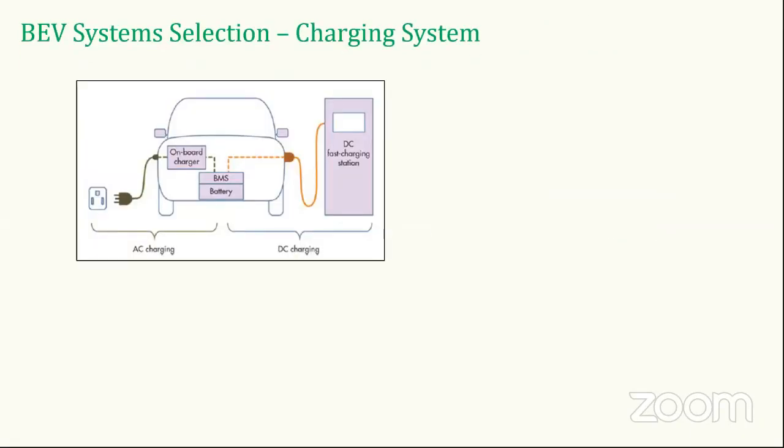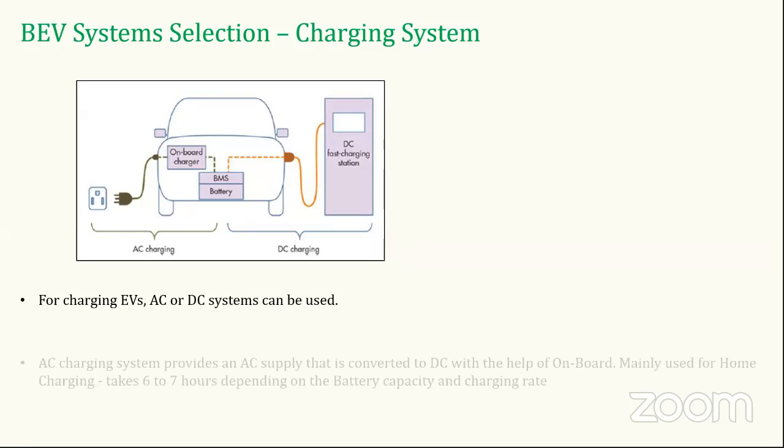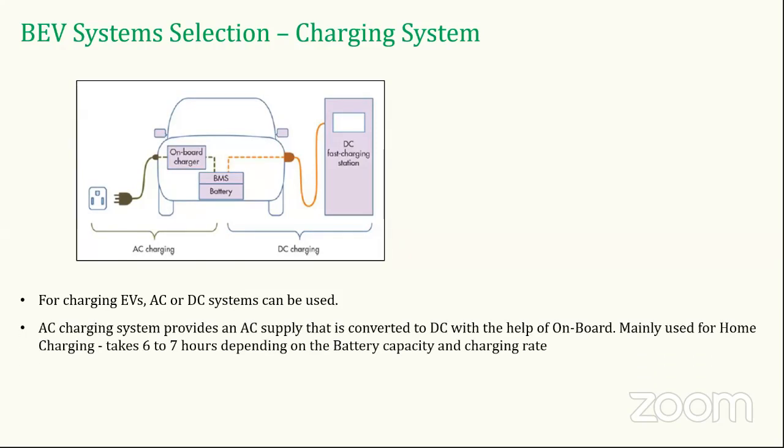Okay, now we could see the charging systems. For EV charging, both AC and DC systems can be used. AC charging provides an AC supply that is converted to DC with the help of the onboard charger. This is nothing but a rectifier, what we discussed before. Mainly this type of charging system is used for home charging, and this charging takes 6 to 7 hours, depending on the battery capacity and the charging rate.